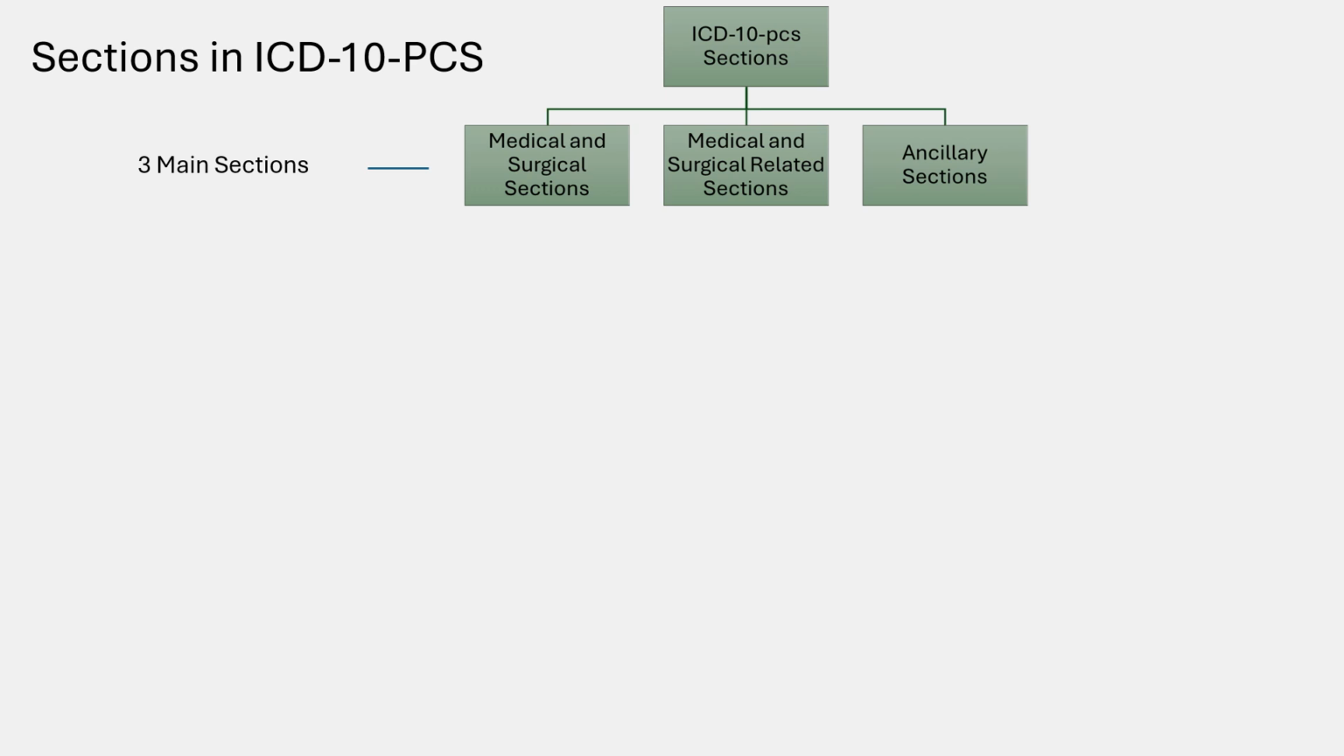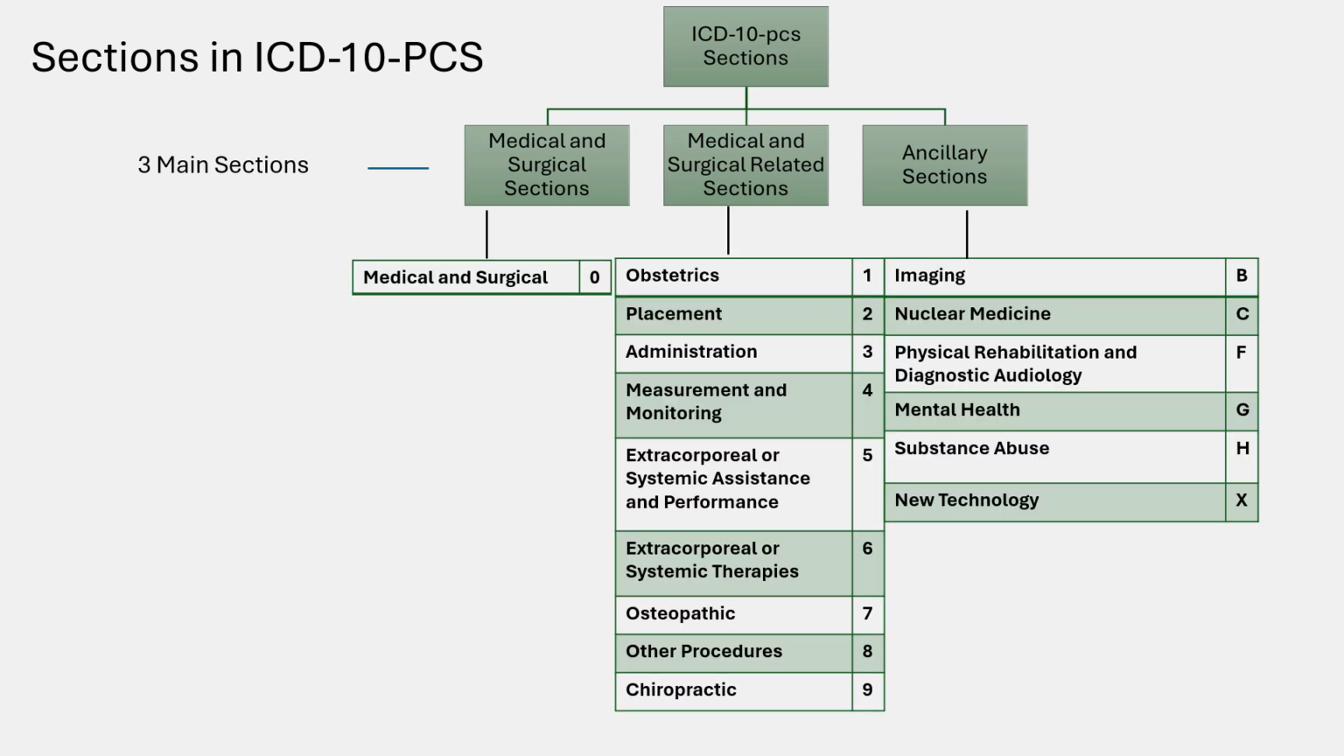ICD-10 PCS is broken into 3 main sections, which are then broken down into 17 other sections. Here I have listed all the sections and their corresponding character values. The most commonly used section is medical and surgical, that has the character value of 0.